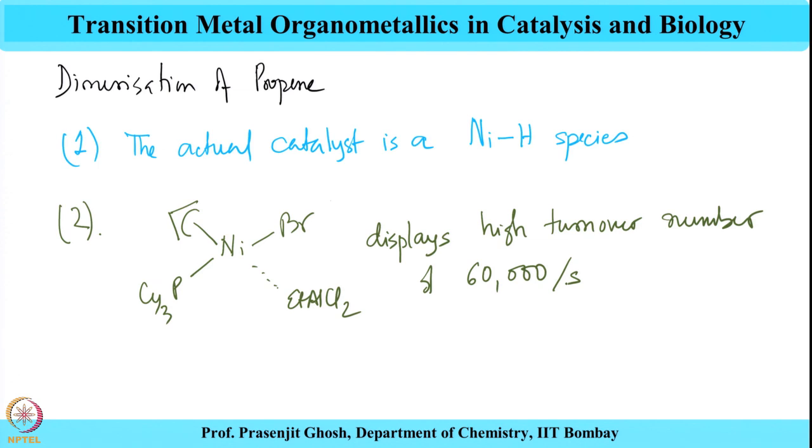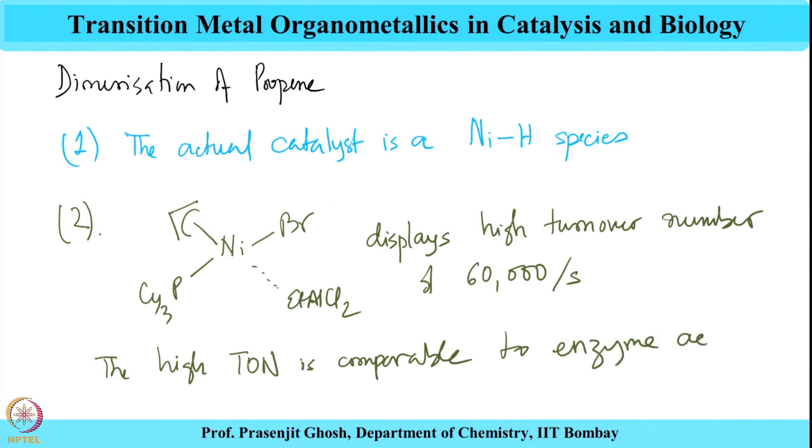And these numbers, the high turnover number, is comparable to enzyme activity. For example, catalase exhibits a high turnover number of 1 lakh per second.